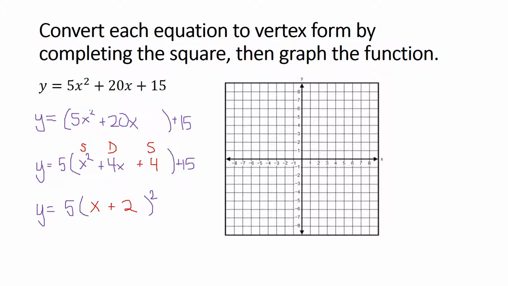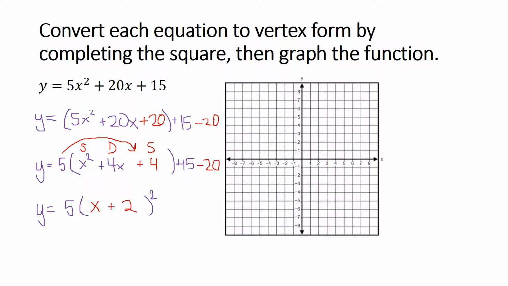Now the difference is, this isn't just a 4. Remember, we have that 5 on the outside? This is really 5 times 4. And 5 times 4 is 20. If I go back up one more step to the original equation, this is 20. And if I add 20 on the inside, I have to subtract 20 on the outside.